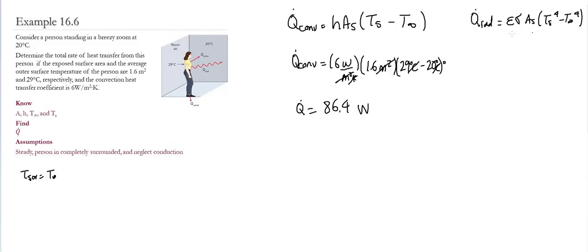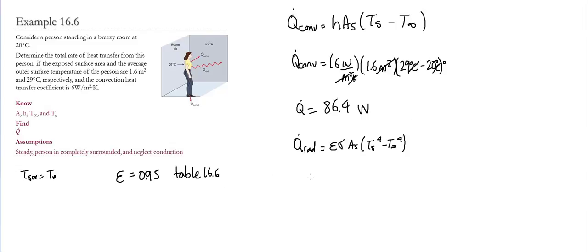The second component is going to be radiation. So for radiation, the first thing that we need is the value of epsilon. Epsilon is obtained from table 16.6, and the value for the skin is equal to 0.95. Once again, this is from table 16.6 in the textbook. So now we're going to calculate the value of the heat rate of radiation. We simply use the value that we have for epsilon, 0.95.